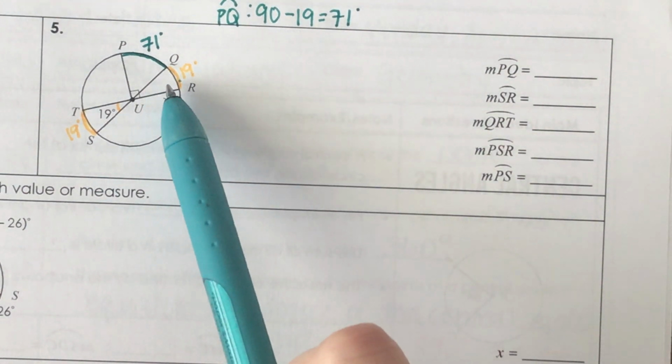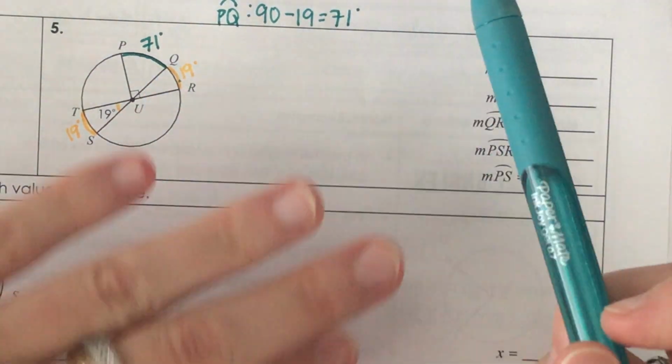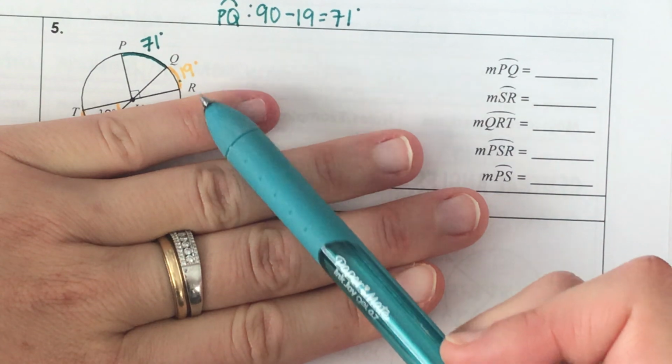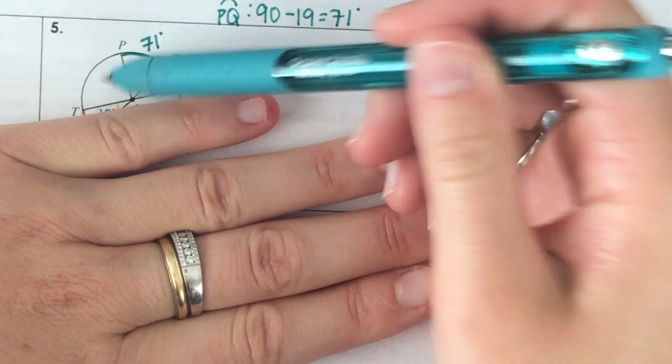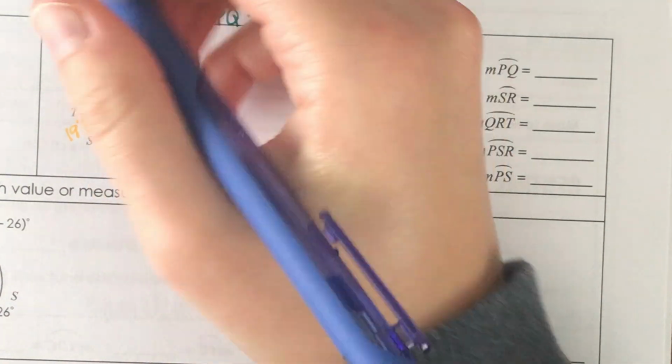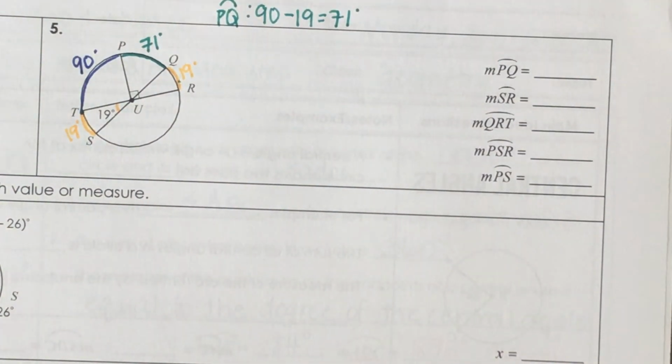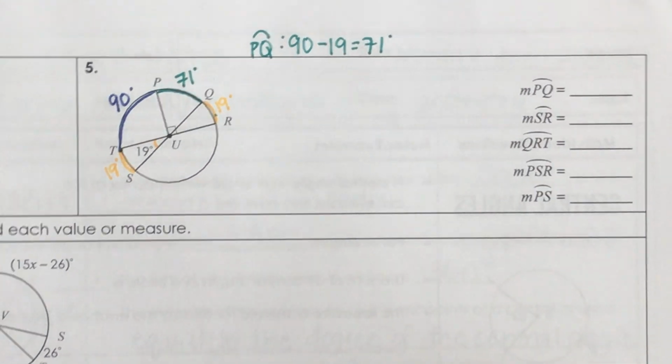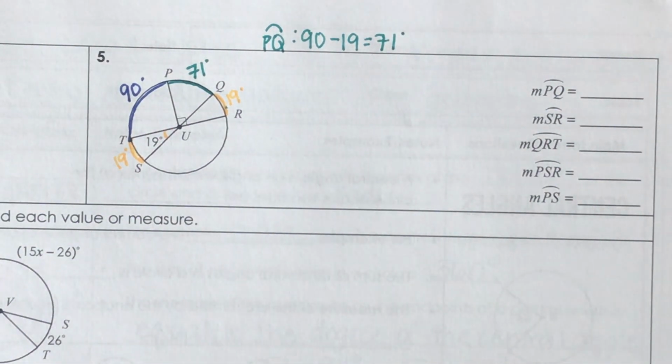I know that if I were to add these 3 pieces, I would make a straight line, 180. Well, I know this is 90. That must mean this piece over here is also 90. So if you can get all the pieces on the outside first before you try to add everything up, your life is going to be way simpler.